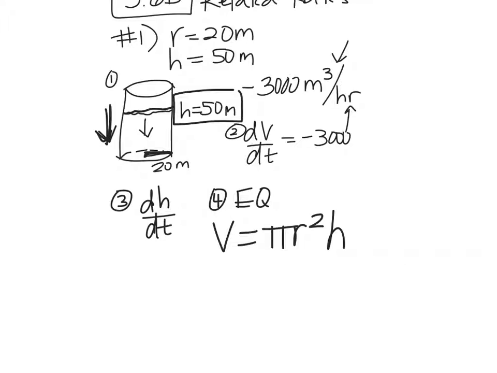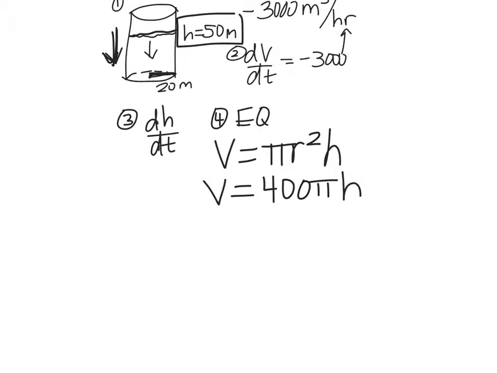So my suggestion is to plug in r into your equation. So the volume equals pi times 20 squared h. So volume is 400 pi h.